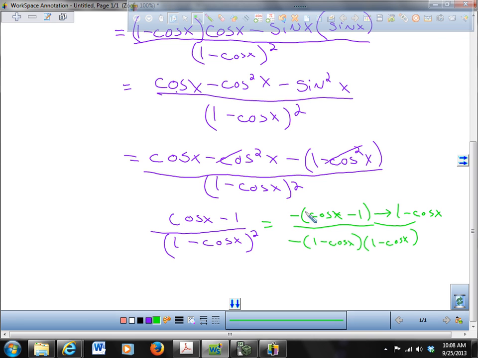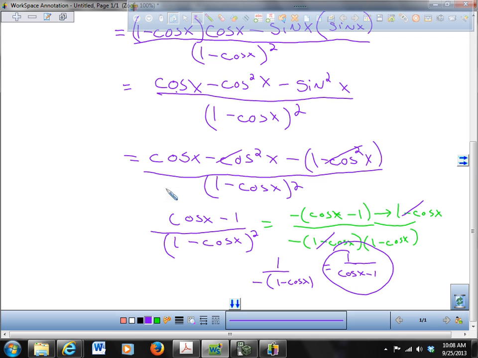See? Because negative times that, and then you can cancel out this with one of these, and what you have is 1 over negative 1 minus cosine x, because I distributed that negative, which is the same as 1 over cosine x minus 1. There might be an easier way to go about it than that, but that's the best answer. But if you gave me this answer, I guess I'd be happy with it.